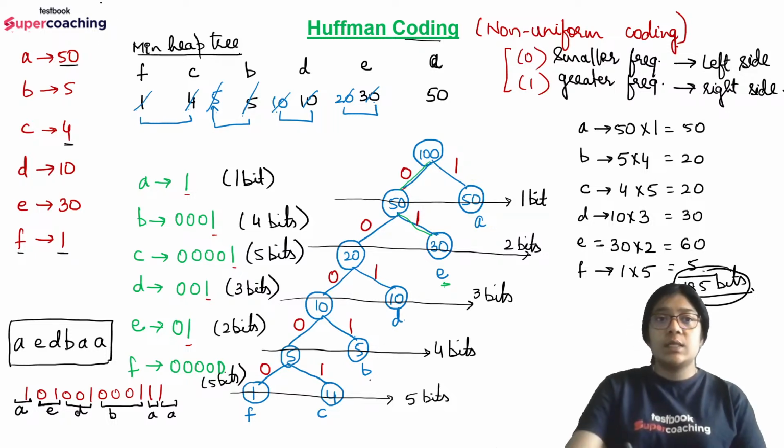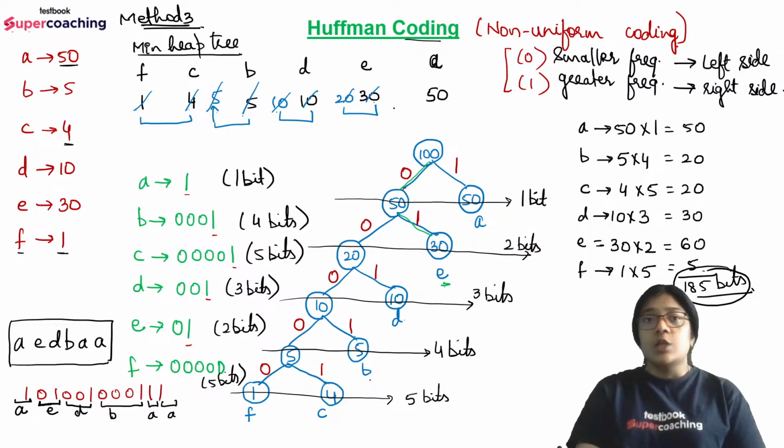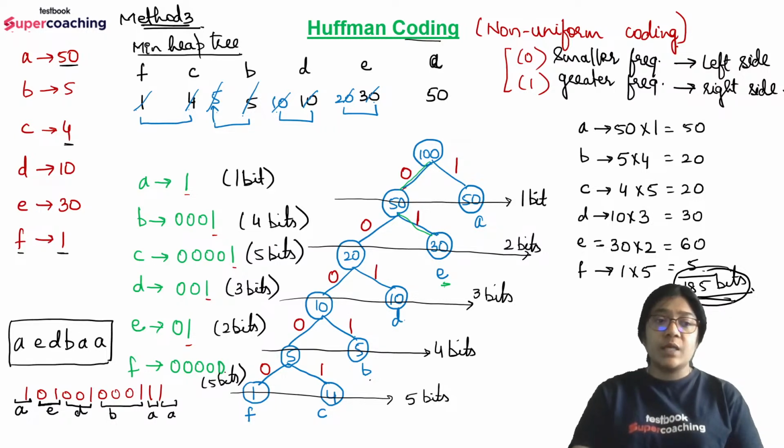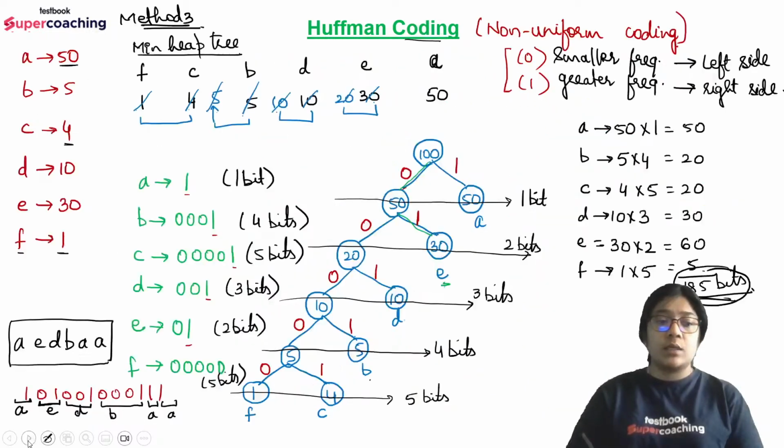Now you can see this is method 3, Huffman coding. So we can see here for the Huffman coding, we are getting the binary tree. Moreover, it is reducing the number of bits that we are sending. This is a non-uniform encoding technique. With method 1, 700 bits were sent. With method 2, 300 bits were sent. And with method 3, 185 bits are sent. Okay.